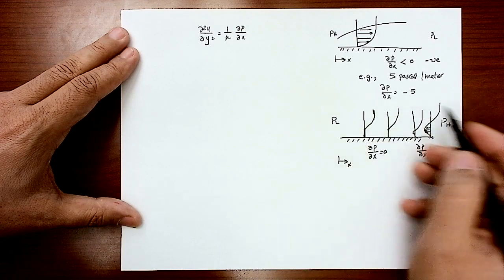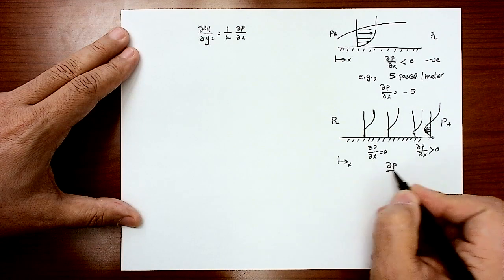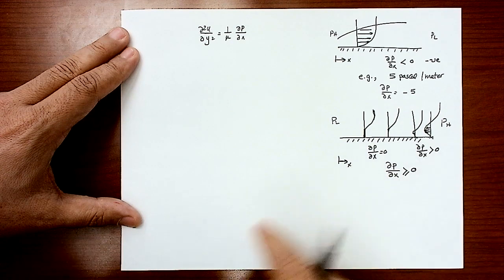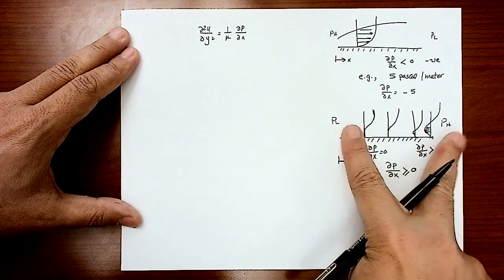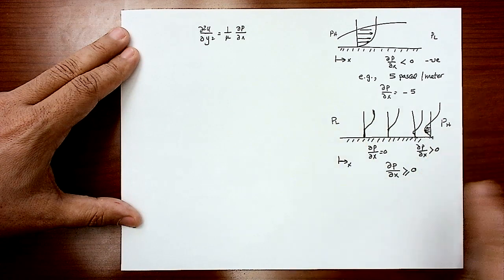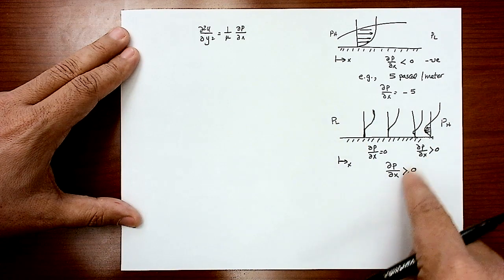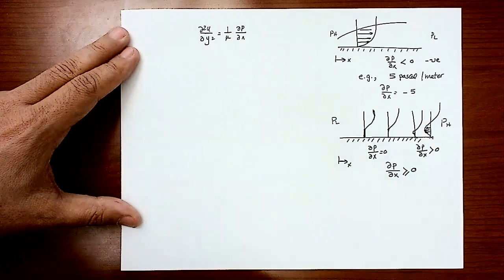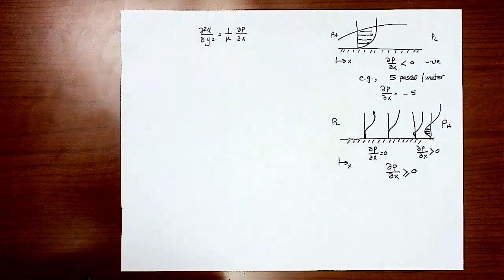So in that situation, we can write that partial P by partial X is greater than or equal to 0. It equals 0 when the pressure balances between the two driving sides, and it becomes positive when you get the reverse flow near the wall. So keep that in mind. This is a very important condition.